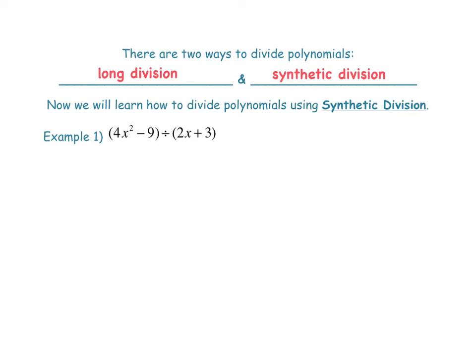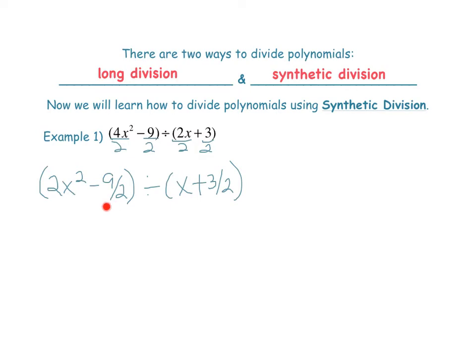When using synthetic division, the leading coefficient of the divisor must be 1. And in this example, our leading coefficient is 2. So the first thing we need to do is divide each term by 2 so that we can have that leading coefficient of 1. After you divide each term by 2, you will have 2x squared minus 9 halves divided by x plus 3 halves. Now we're ready to set this up for synthetic division.